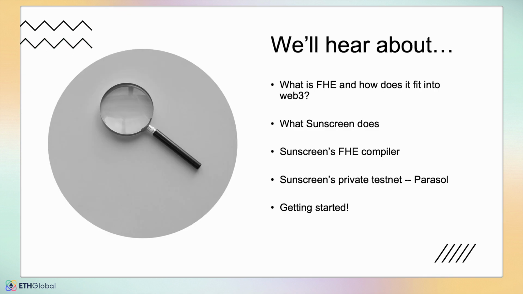So specifically, we're going to be looking at what is fully homomorphic encryption, aka FHE, and how does it fit into Web3. We'll then talk a little bit about what Sunscreen actually does. We'll go into two of our main products that are available for this hackathon. We have our fully homomorphic encryption compiler that makes FHE easy for developers to use. We also have our private testnet Parasol available. And then we'll talk about how exactly you can get started using our FHE compiler, our private testnet, and what prizes we have available for the hackathon.